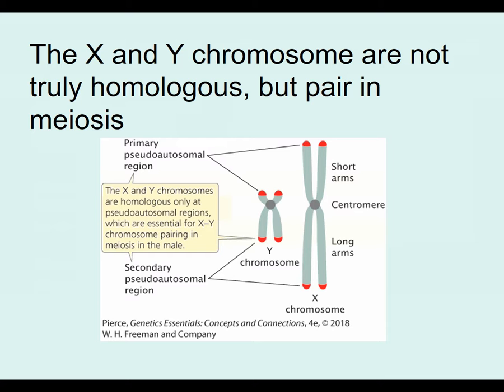The X and the Y chromosome are really not homologous. They don't have the same genes on them. Most homologous chromosomes, as a rule, have the same genes in the same order, even if it's not the same alleles. But the X and the Y don't. In fact, the only thing similar about X and Y are found at the tips, called the pseudo-autosomal regions, and those are the parts that will actually synapse together during meiosis to allow this to become a tetrad.